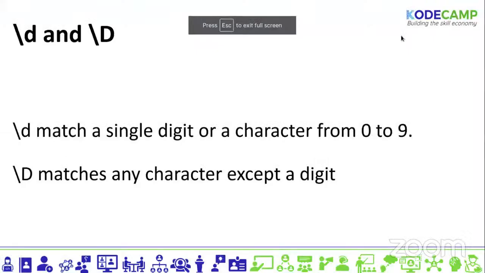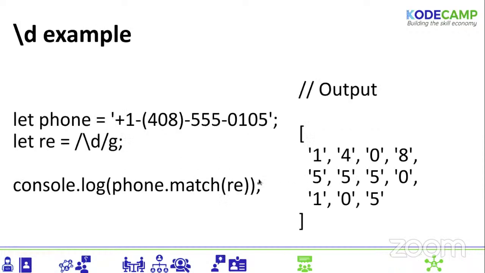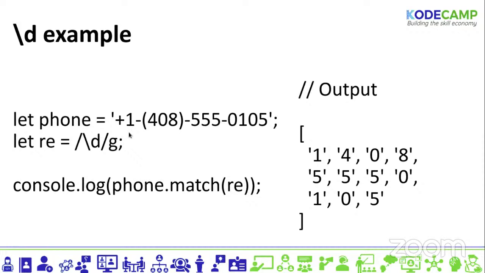If we just want to match only digits, you use \d to match only single digits, or any character that's from 0 to 9. This other one, \D in capital letter, matches any character that is not a digit. Let's look at an example.